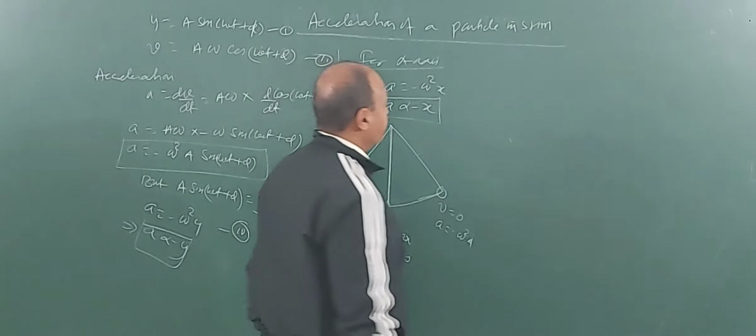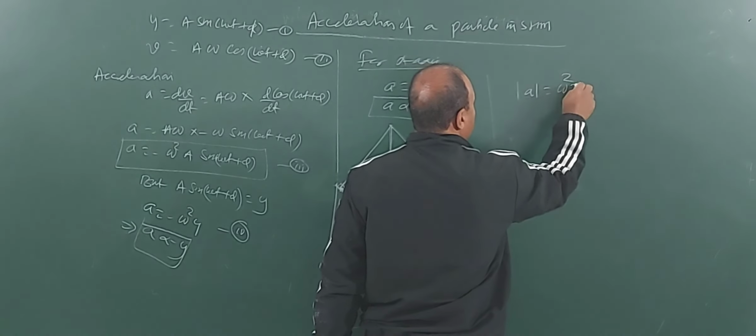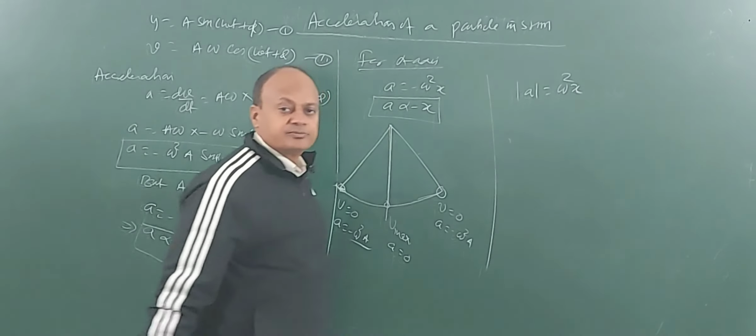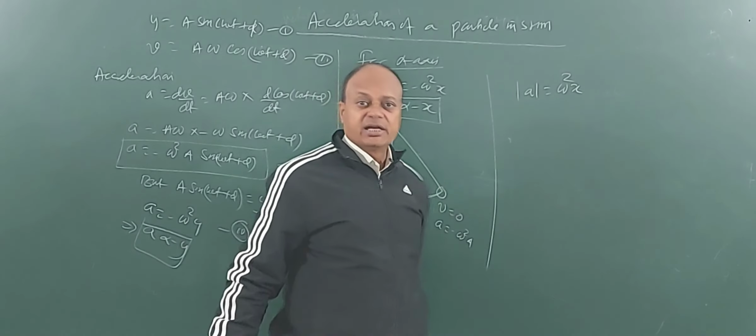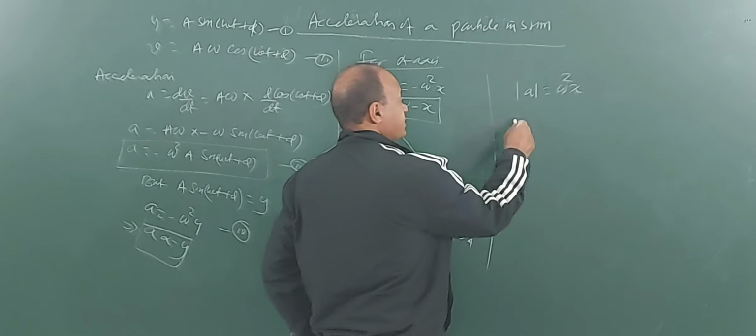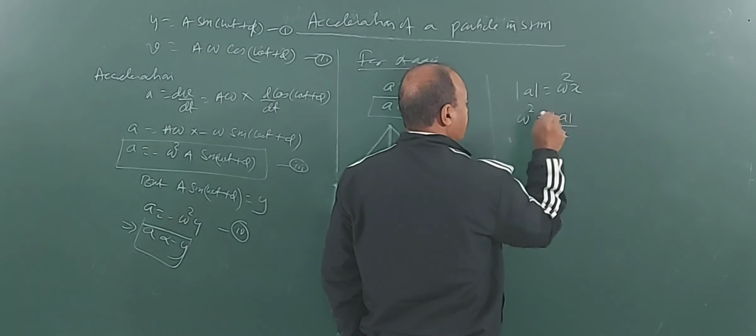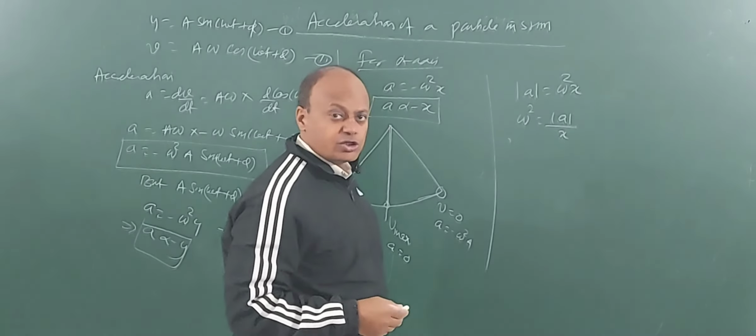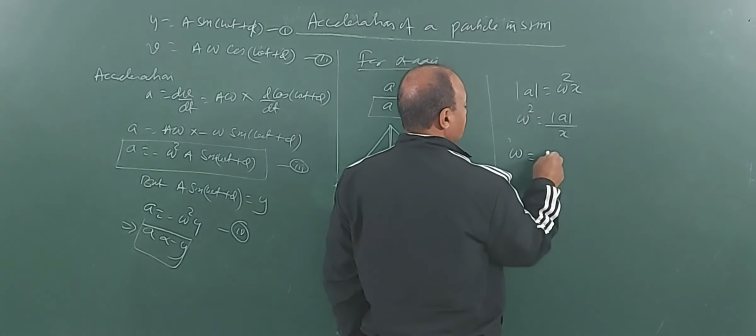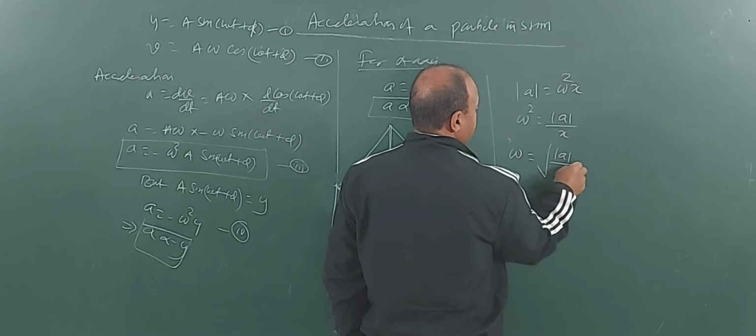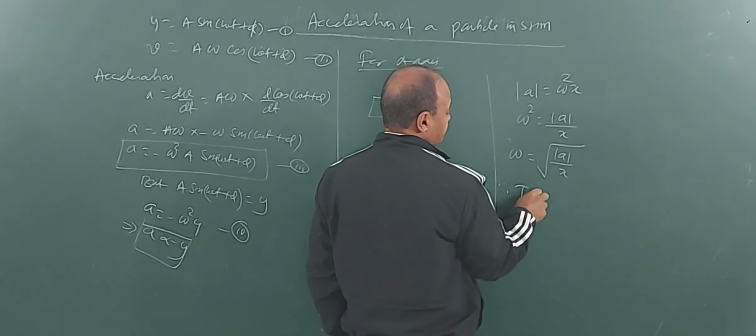Now, if I take the magnitude of acceleration I can write omega square x. Very important. The magnitude of acceleration is equal to omega square x. So what is omega square? Omega square can be written as mod of a by x. So what is omega? Omega will be equal to root over mod of acceleration by x. So therefore what is the time period?